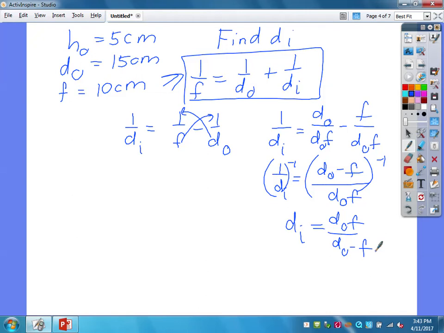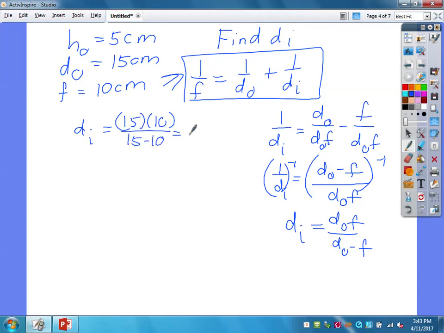So now if I solve this problem, I'm going to erase a little bit here. I can find the DI. DI will equal 15 times 10 over 15 minus 10. That's 150 over 5, and that will equal, what's that, 30? Yep, 30 centimeters. It'll be at 30 centimeters. So my image distance will be at 30 centimeters. So hold that in the back of your mind.